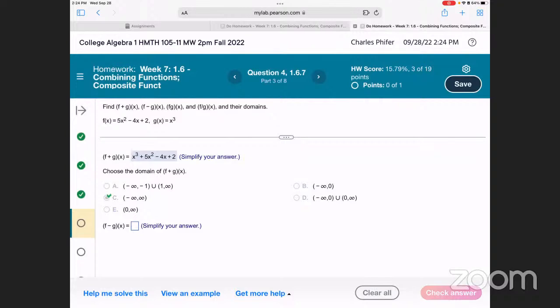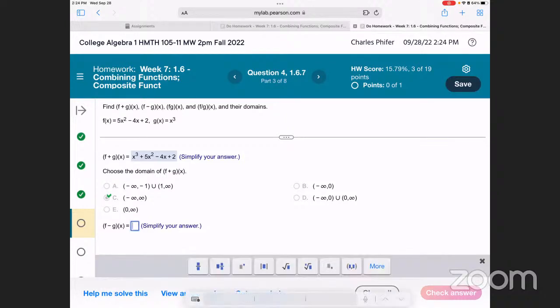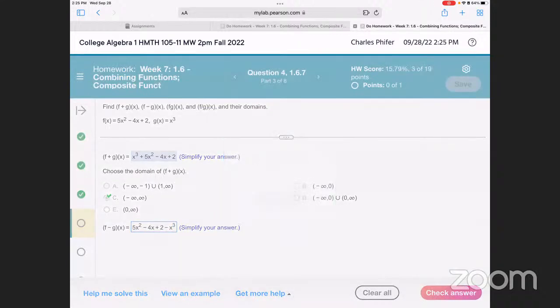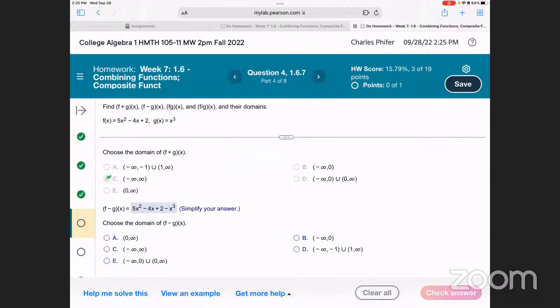F minus G of x. Okay, so then we don't need to distribute the negative, so we're going to say 5x squared minus 4x plus 2. So we're saying minus, right? So minus x cubed. Domain, no restrictions, right?